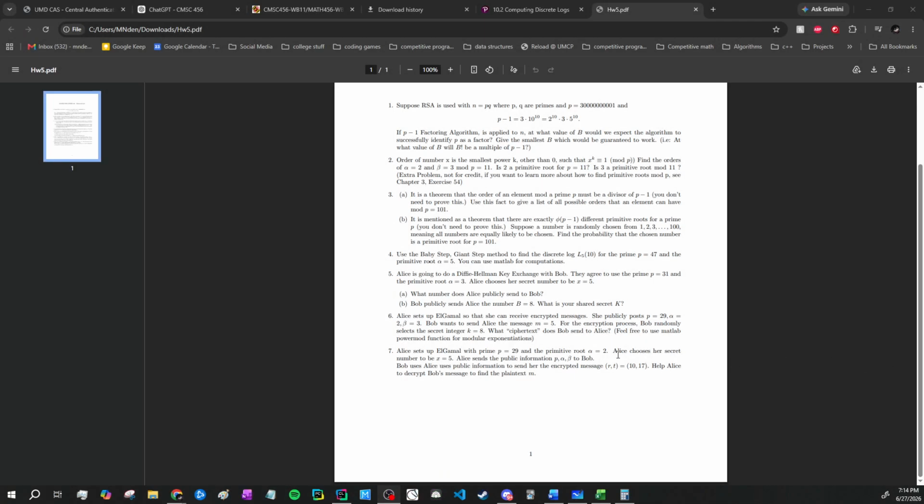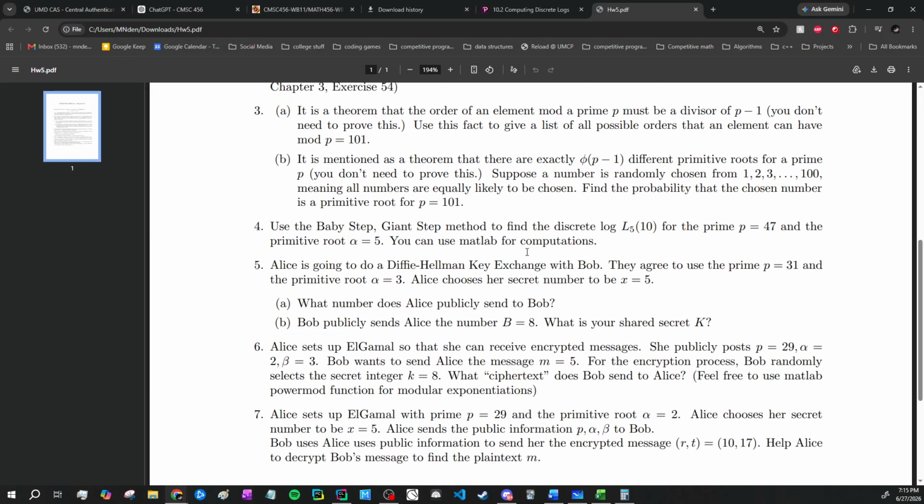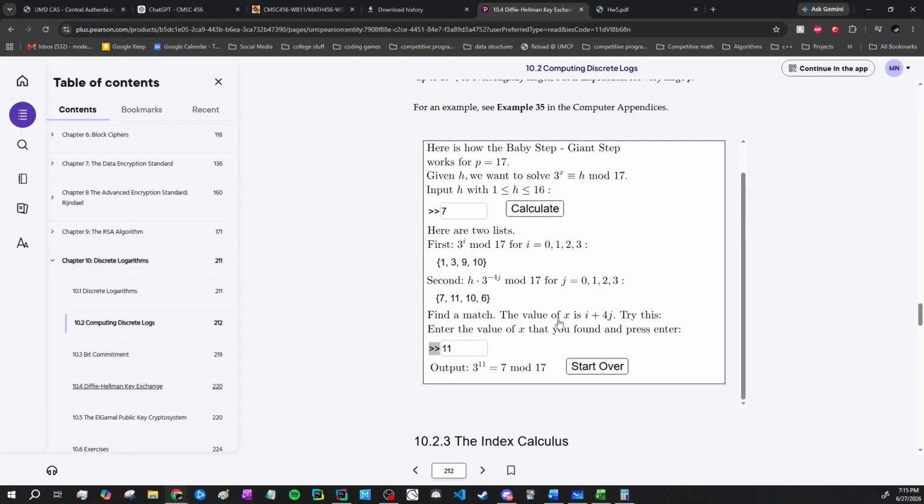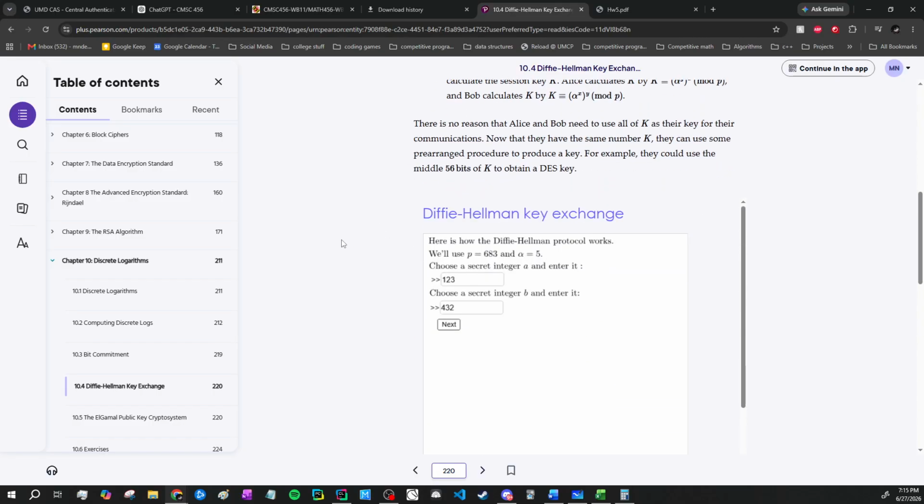Okay, so next one. Alice is doing a Diffie-Hellman key exchange with Bob. They're going to use prime p. They agreed to use the prime p equals 31, and Alice uses secret x equals 5. Okay, so this is a Diffie-Hellman problem. I believe I have some glimpse of it. This one's not super hard.